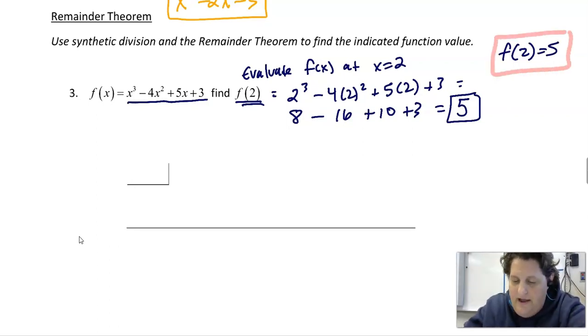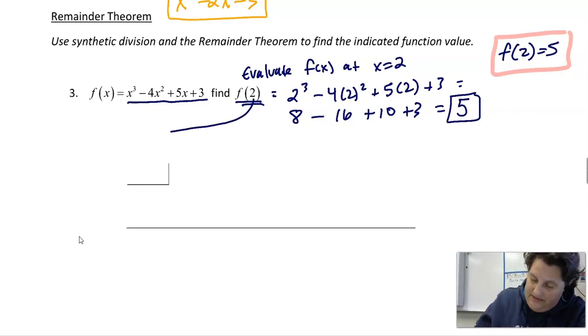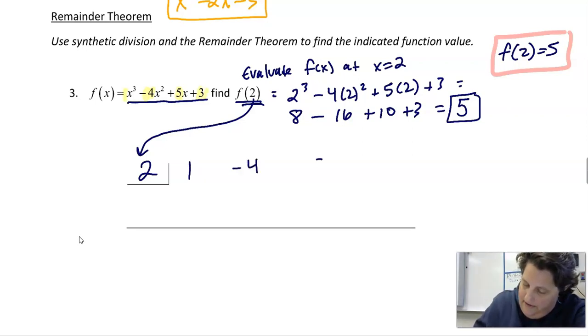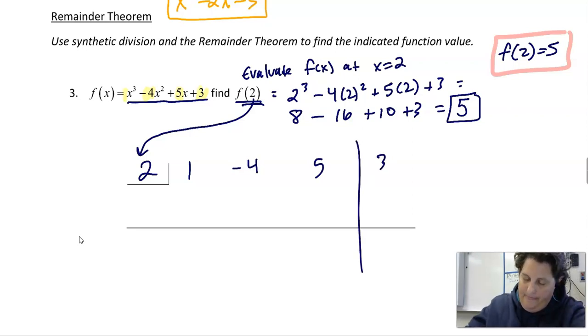Well, what I'm going to do right now is I'm actually going to do synthetic division, okay? Let's just see what happens. Now, what I do is I take this number and I put it right here. This time you do not have to do the opposite because 2 is already the number we're using. It's not like it said x plus 2 or x minus 2. It's just 2. We're going to use that number. We're going to come up here and we're going to get all the coefficients. So my coefficients are 1, negative 4, 5, and 3. All right.